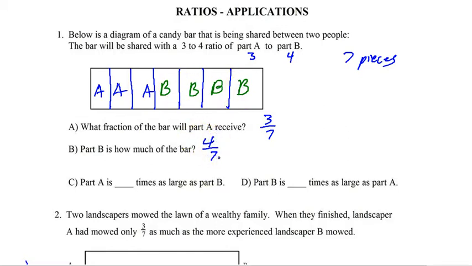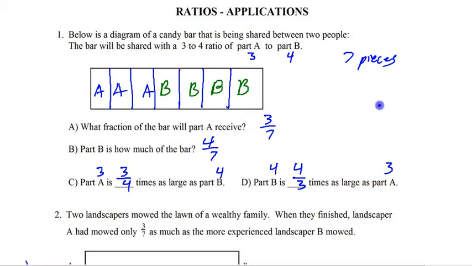And then now times. This is the clean thing. Part A is blank times as large as part B. Well, you can use the ratio itself. Part A gets 3, part B gets 4, so that means part A is 3/4 times as large as part B. Nice little use of a ratio. So it's not just a ratio of 3:4, it's actually how many times larger A is than B or B is than A. So part B is 4/3 times as large as part A, because B is 4, A is 3. Isn't that kind of cool?